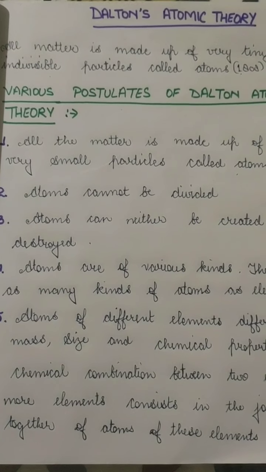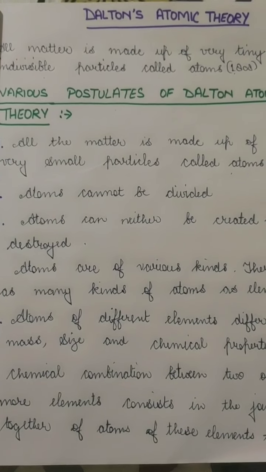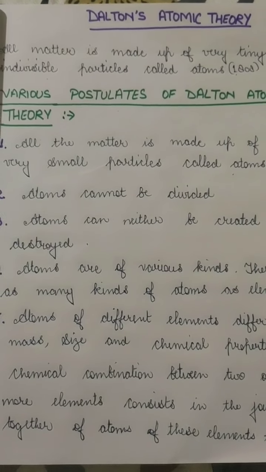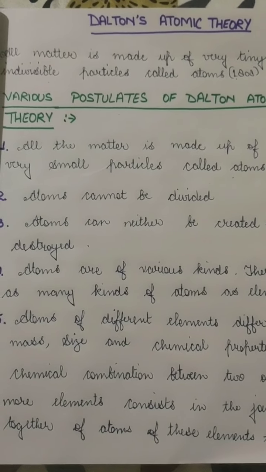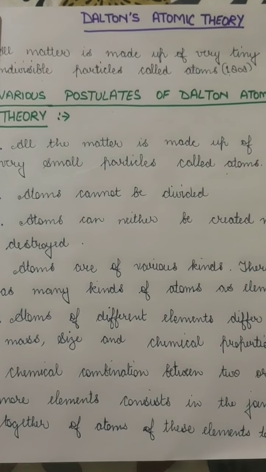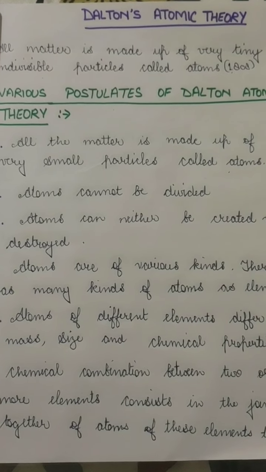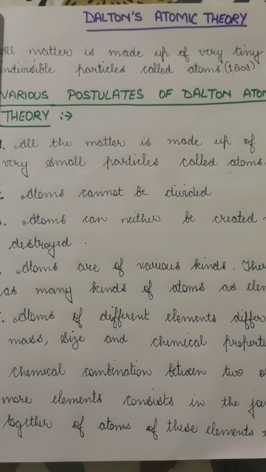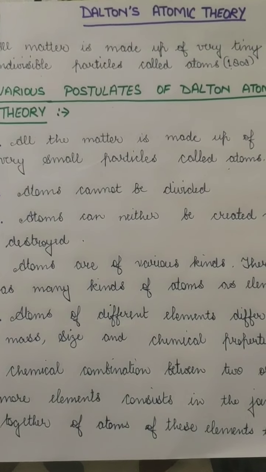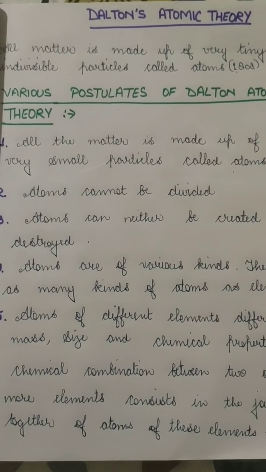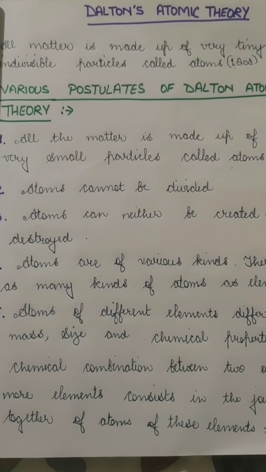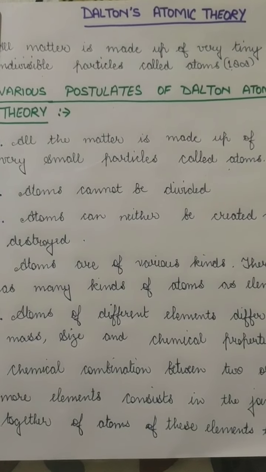So today we're gonna start our next topic of the same chapter, that is chapter 3, atoms and molecules. In the previous lecture, we have done the laws of chemical combination, which were the law of conservation of mass and the law of constant proportion. So today we're gonna start our next topic, which is Dalton's atomic theory.